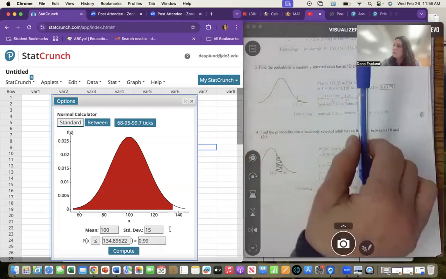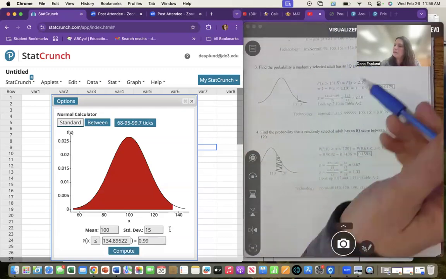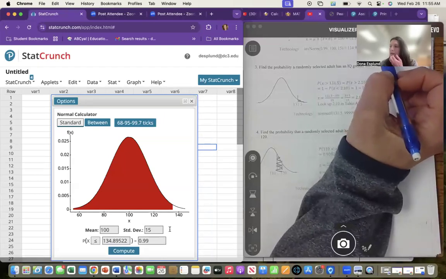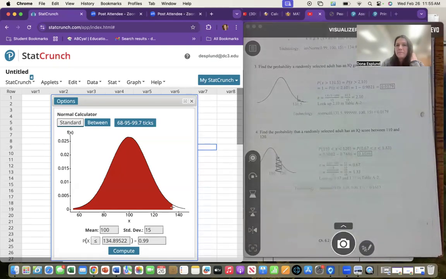And notice on this one that I have then my IQ of someone who has 134.95 would be in the 99th percentile, or that means that most of my population, or almost 100% of my population, is going to have an IQ of 134 or less.